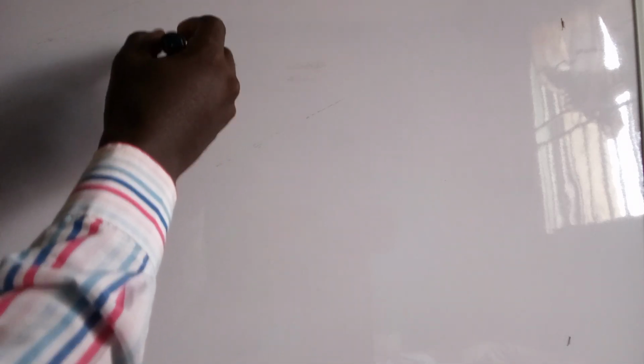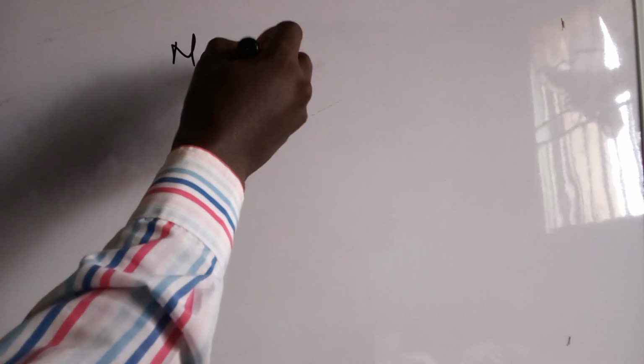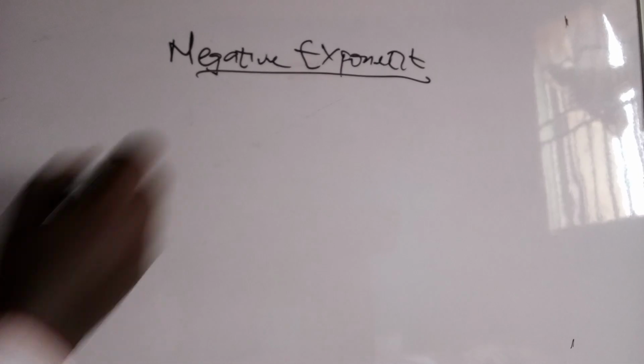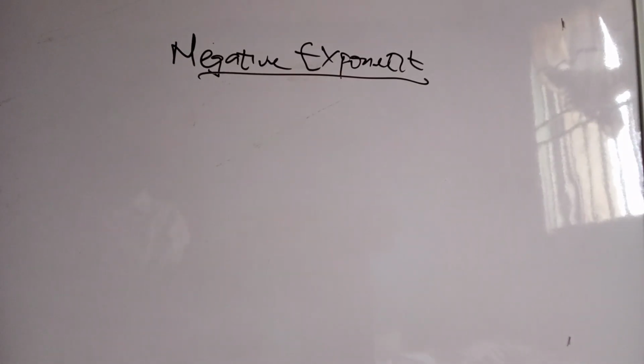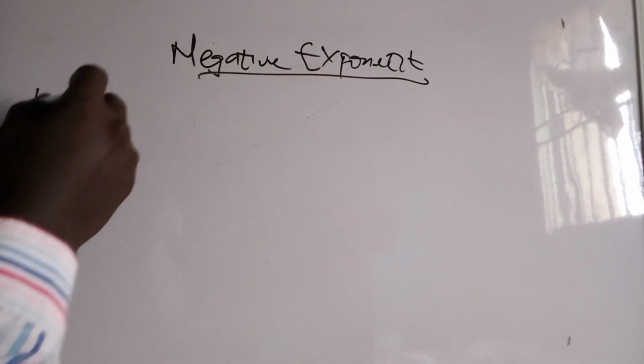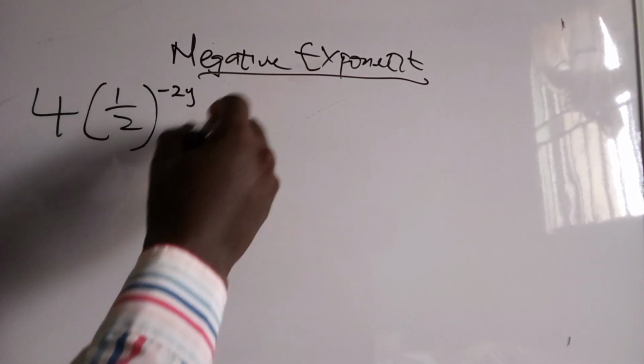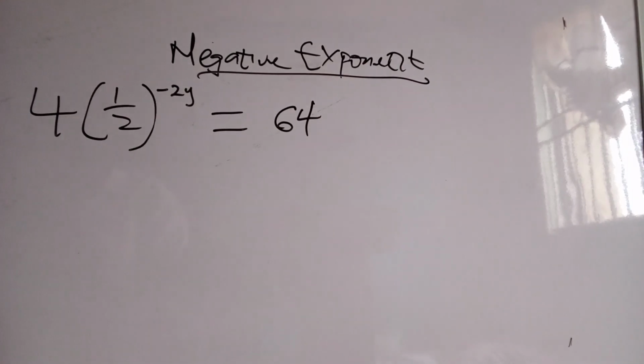Alright, let's see another problem under negative exponents. Under negative exponent, let's say this problem: 4 times 1 over 2 raised to power minus 2y equals 64. When we see this kind of problem, what comes to mind? How are we going to solve it? How are we going to go about it?